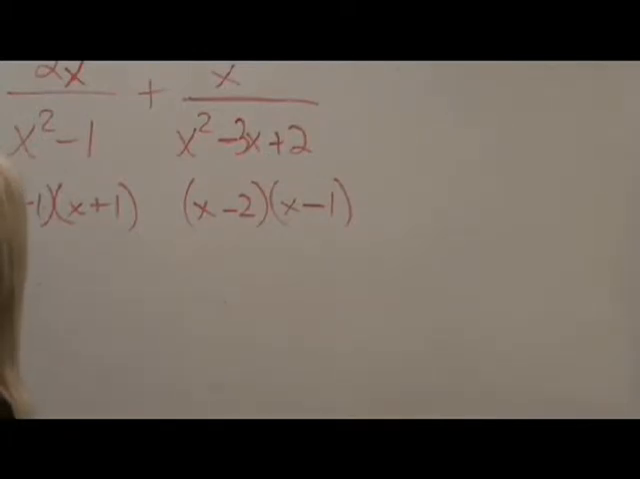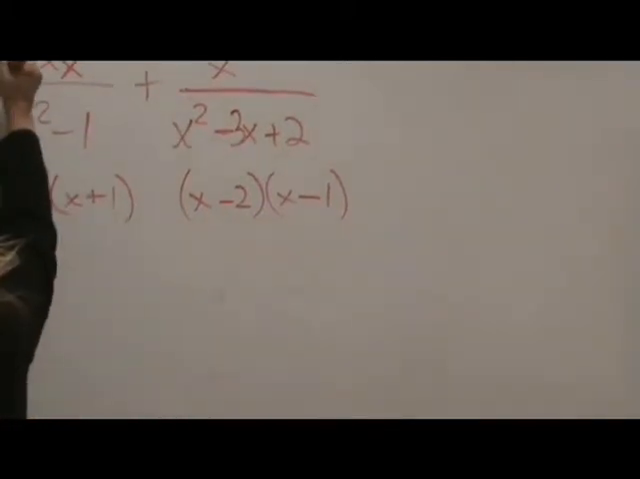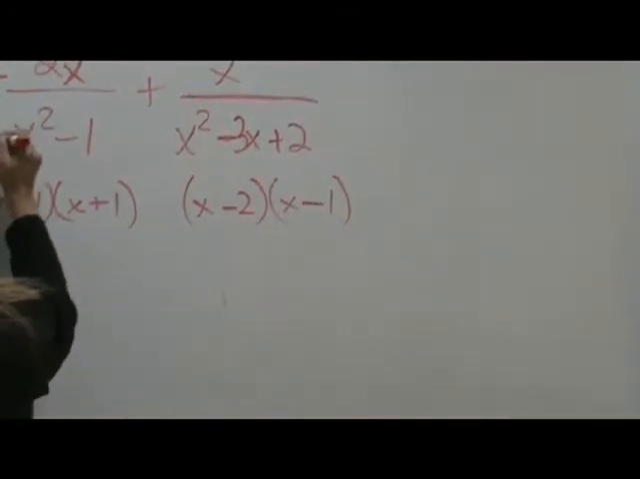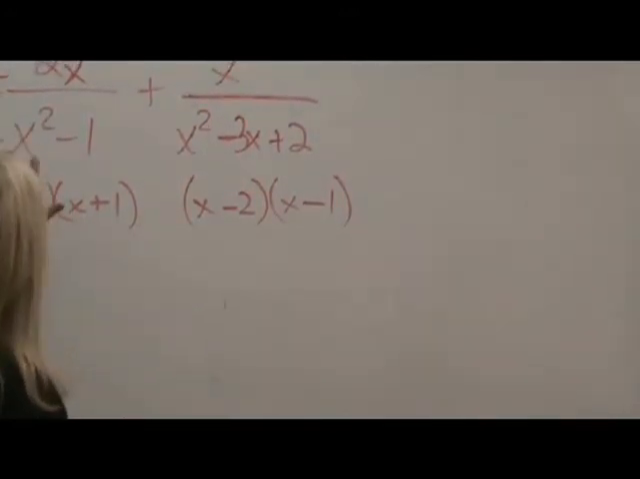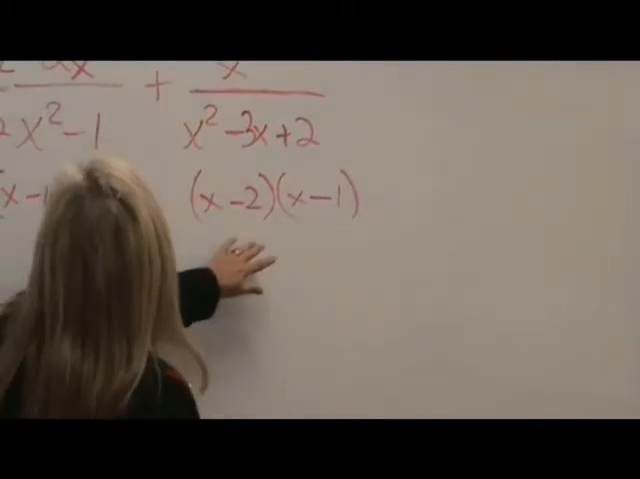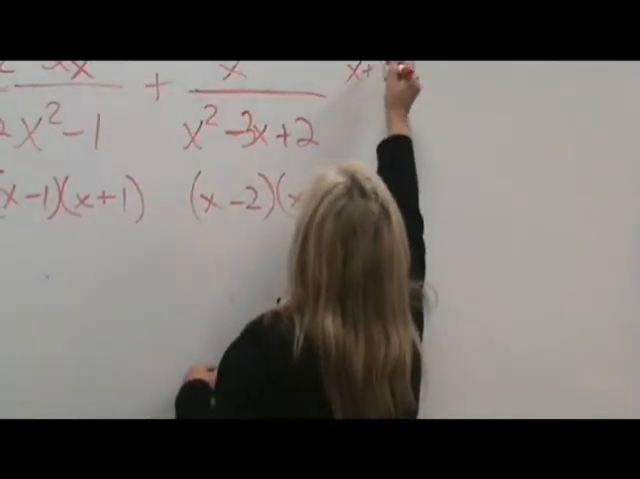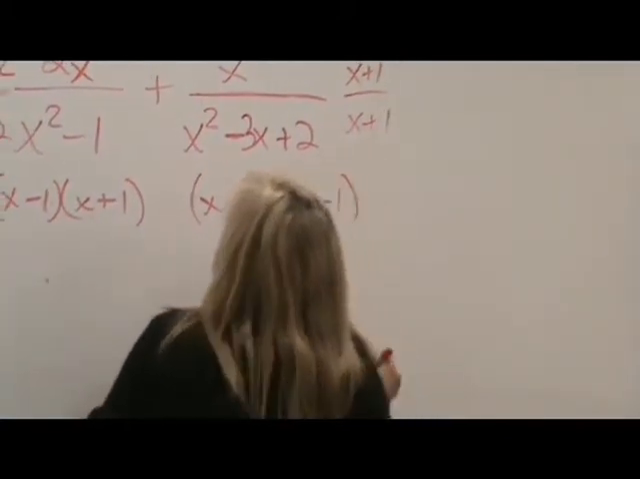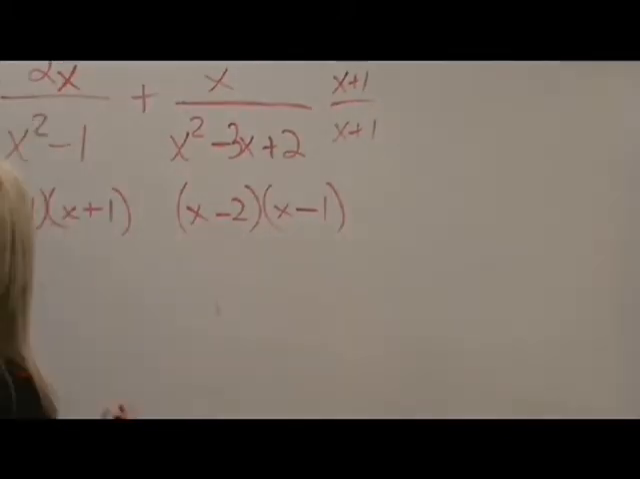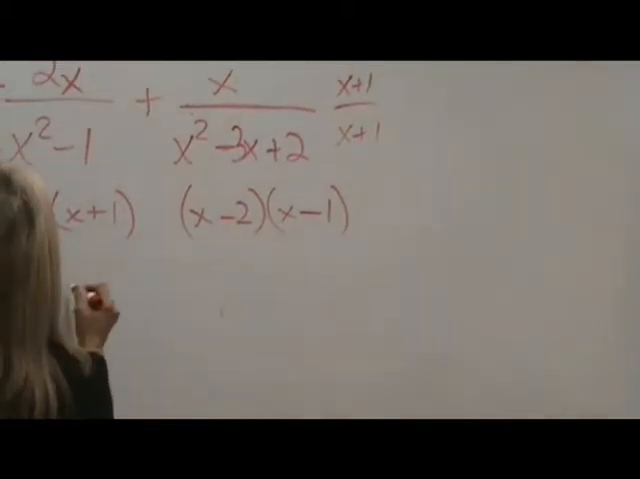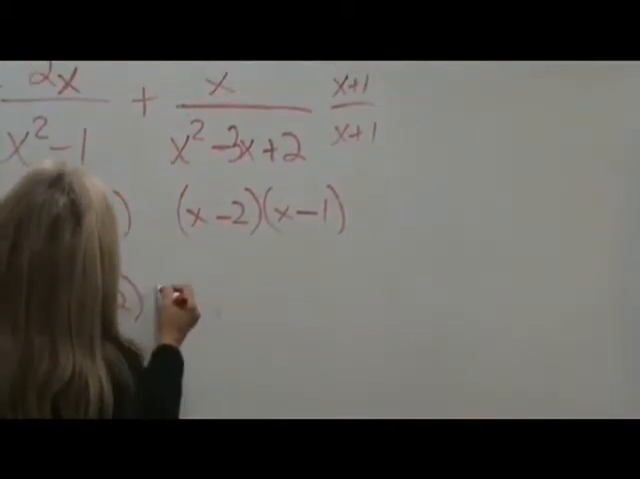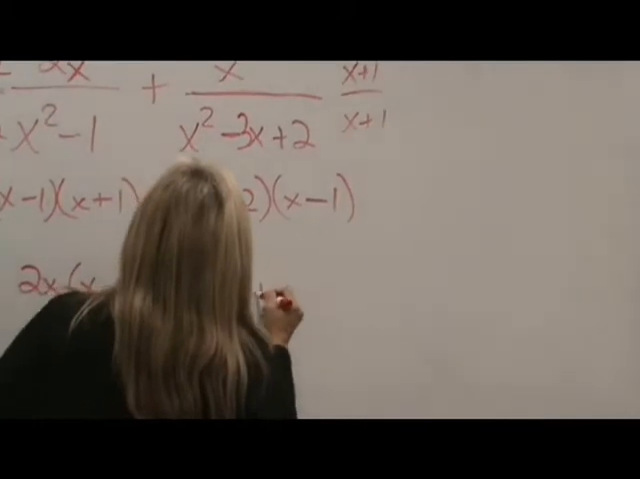Okay. So we got the x minus 1 and the x plus 1, so you could cover those up, so the only thing we need is x minus 2. So I'm going to do x minus 2 over x minus 2. That's the only thing we had to multiply on that side. Over here we need a what? x plus 1. So we need x plus 1 over x plus 1. So if I multiply this out now, I'm going to write it down here: 2x times x minus 2, plus x times x plus 1.